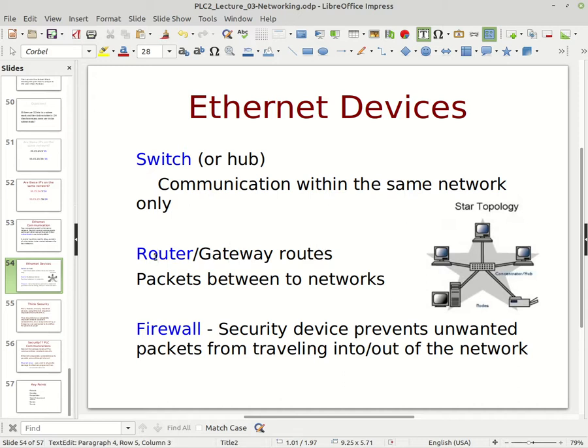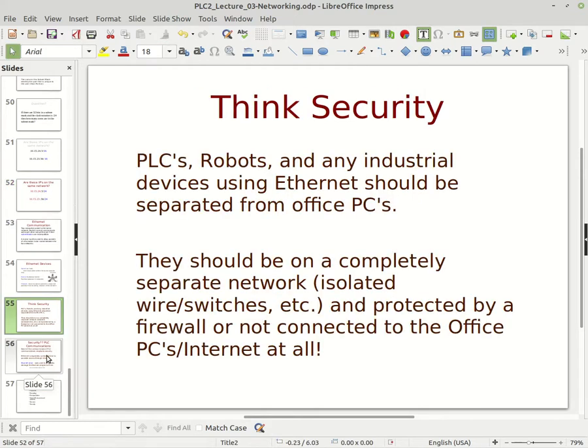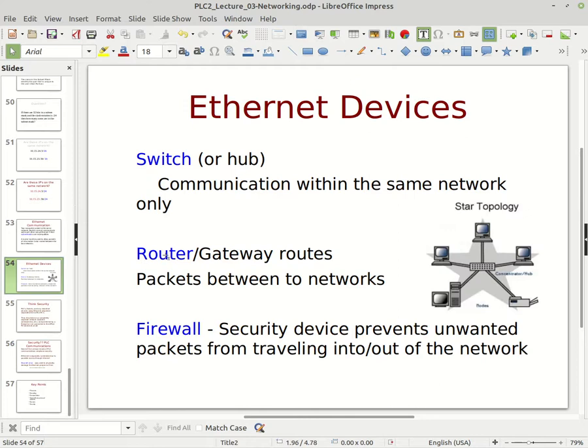A router, on the other hand, will allow you to route packets between different networks. All right, so if we went back to this connection here, where these two are on different networks, you could still communicate between these two machines with these two addresses, but you would have to have a router set up that understands which network is which, and it can then route the packets of information from one network over to the other.